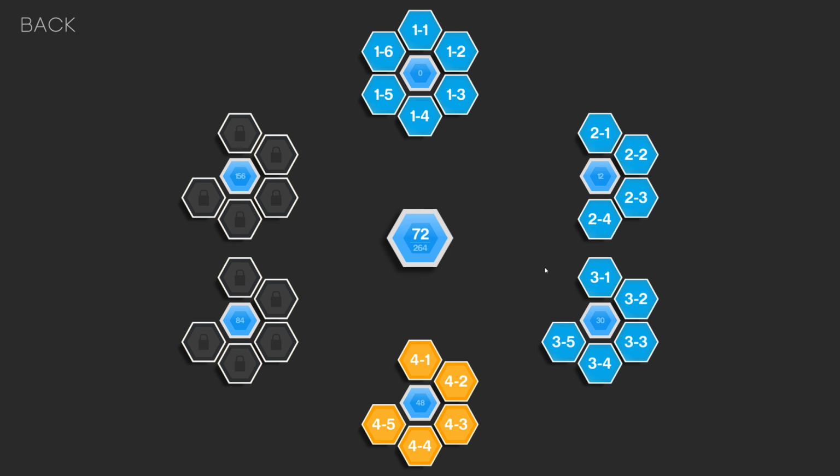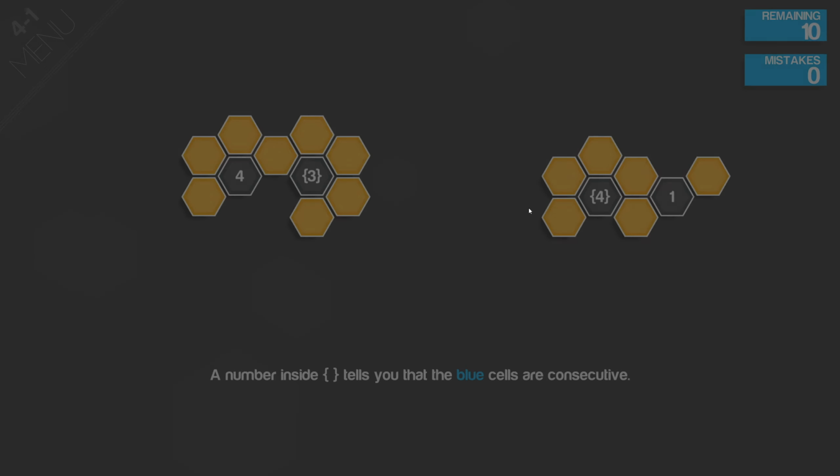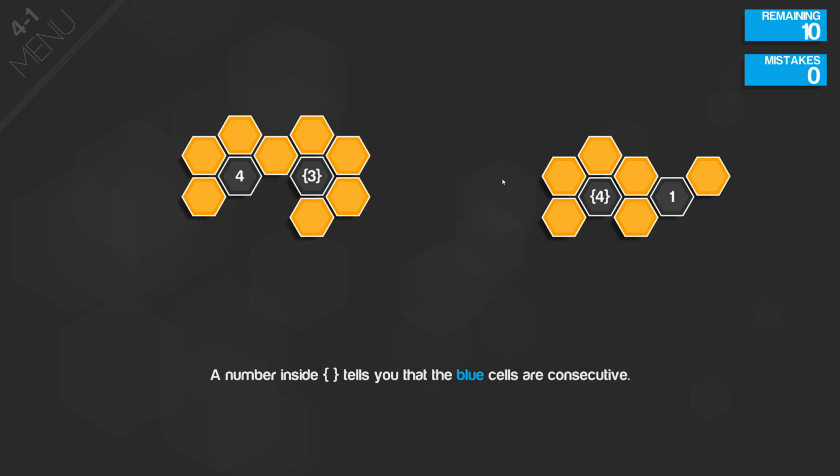Last time we completed puzzles 1-1 through 3-5, and now we're going to continue on with 4-1. If you missed the first part, you can essentially imagine that this is Minesweeper, but with hexagons and some extra rules included. So here is another rule. A number inside curly brackets tells you that blue cells are consecutive.